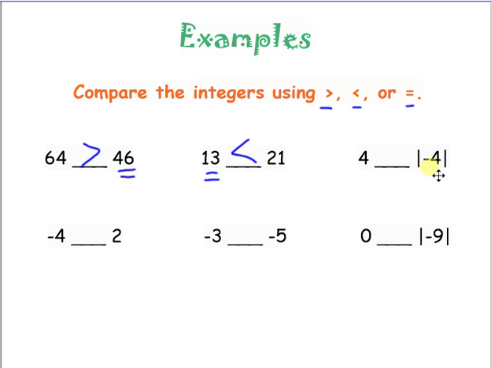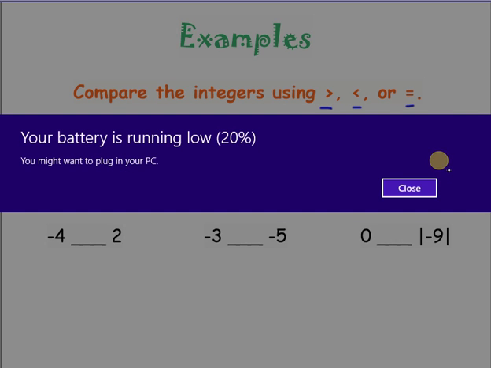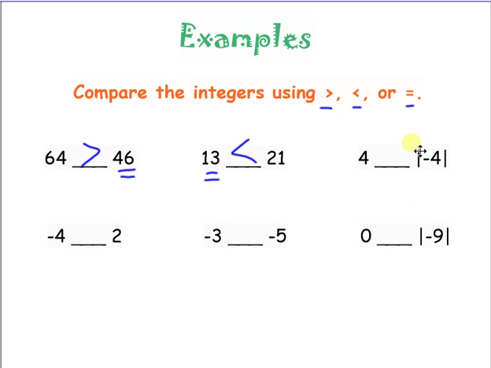Now here I have an absolute value thrown in there. Remember I told you, whenever you see an absolute value, you need to go ahead and pause and circle the absolute value and then solve it. So the absolute value of negative 4 is 4. So now how do I compare 4 to 4? Well, that would be equal.